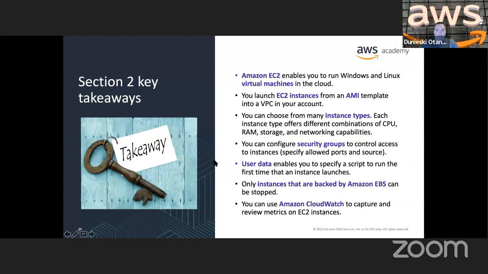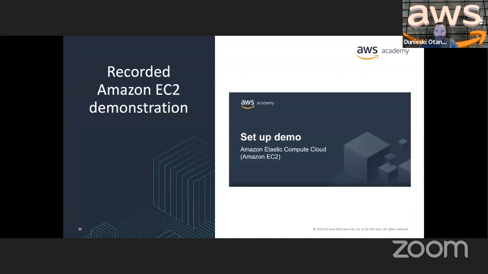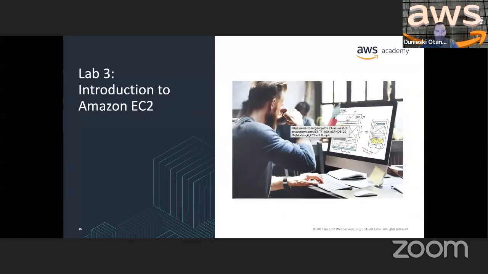Okay, this is a summary of what we saw before. It enables you to run EC2 instances, right? Windows, a Linux virtual machine in the cloud, EC2 from AMI, instance types, security groups, user data, instances are backed by EBS, Amazon CloudWatch, all those services that we saw before, okay? Now, the next part here, we don't have to show a demo, okay?